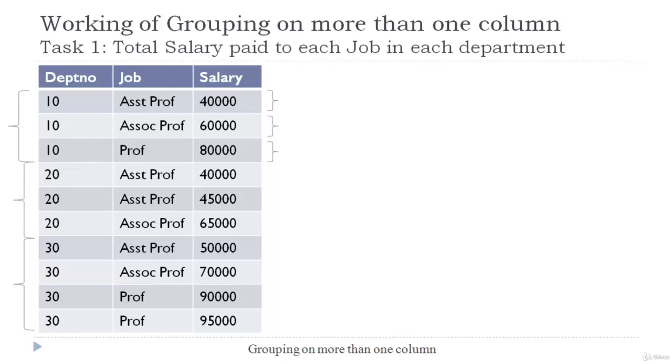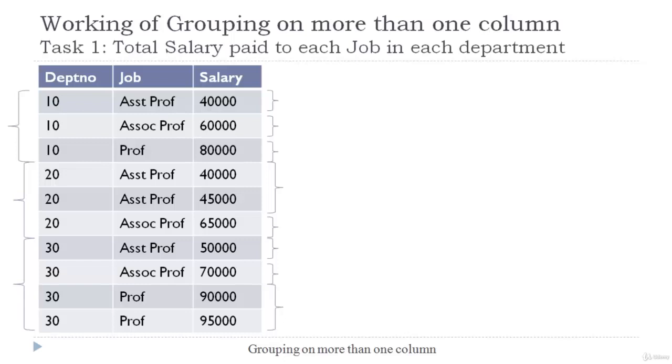In department number 20, we have two records for assistant professors. So these two records will make one subgroup for department number 20. There is only one record of associate professor in department number 20, so it will make another subgroup. In department number 30, subgroup of assistant professor will have only one record. Same for associate professor, but a professor subgroup will have two records.